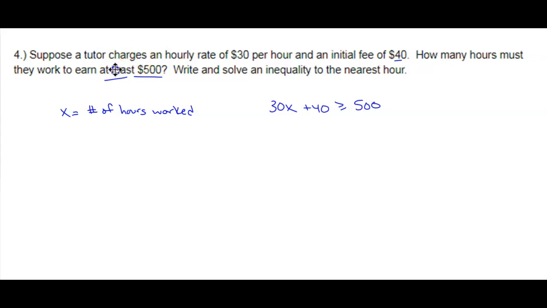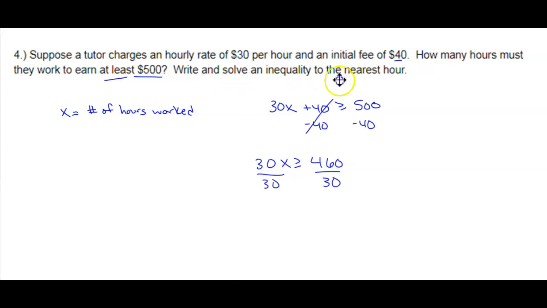Sometimes when people hear the at least, you want to put the less than sign, but think about numbers that are at least 500, like 600, 700, 800. Those are all numbers that are larger than 500, which is why the greater than or equal to shows up. And then solving this, pretty short and sweet. I'm going to subtract 40 on both sides, get 30x is greater than or equal to 460, and then we're just going to divide both sides by 30.